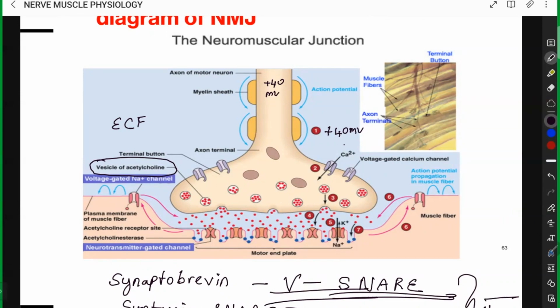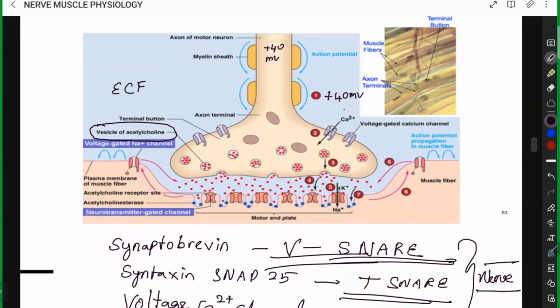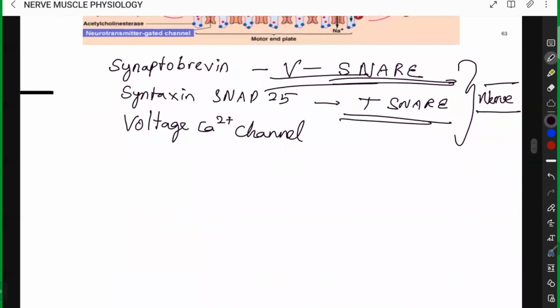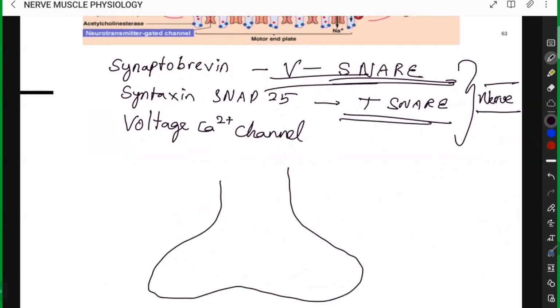Now, inside the terminal button, you have several vesicles of acetylcholine, like this. Just remember, you're going to have vesicles of acetylcholine like this. You're going to have 3 vesicles, or 2 vesicles. Inside these vesicles, there is going to be acetylcholine.